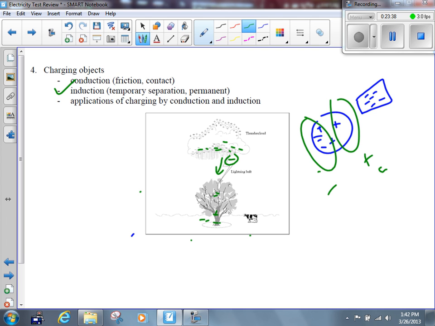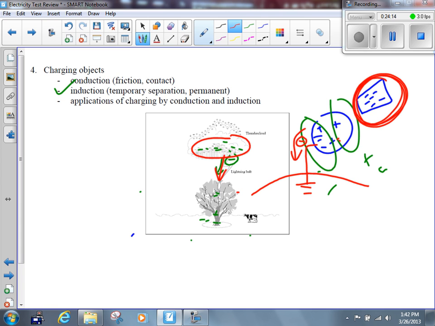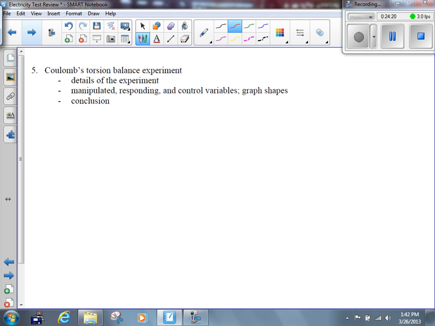Remember that even with induction, sometimes you have electrons moving, right? That's conduction. But we still call the process of charging this object, and for that matter, charging the Earth, because it becomes charged as the negatives go down into the Earth, induction, because the object doing the charging, the thing that's causing it, isn't touching and it's not transferring charge. This is conduction, because the object doing the charging is transferring charge downward. So that is the difference between conduction and induction, and again some applications of the two.